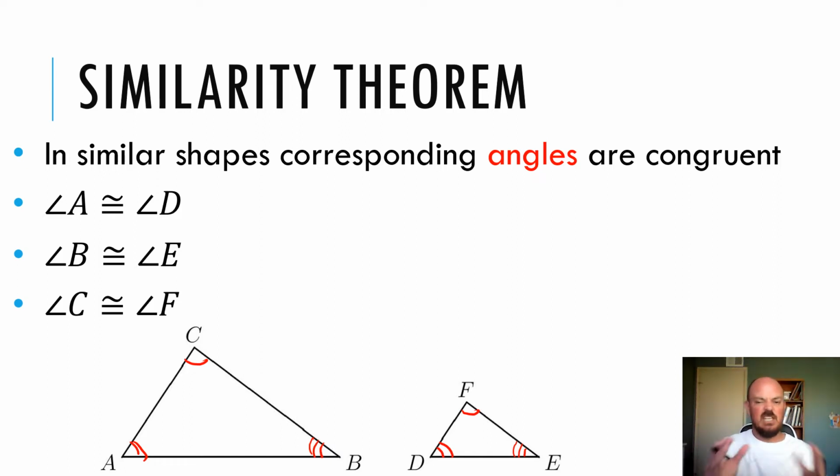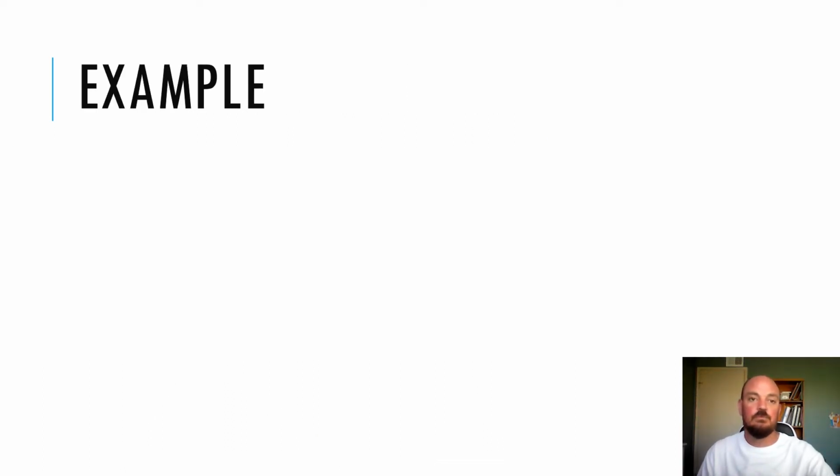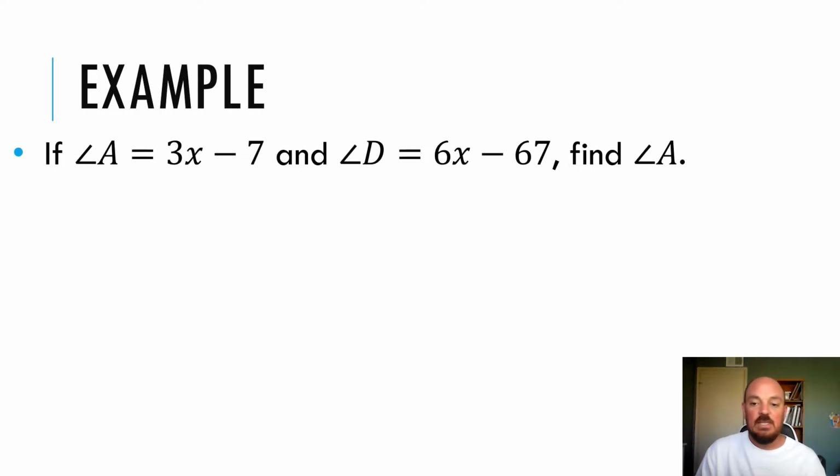And you can tell just by looking, angle C and angle F are going to be the same angle. But the sides are not congruent. You can tell just by looking, one of them is bigger. Now before we get to that, let's do an example using angles.